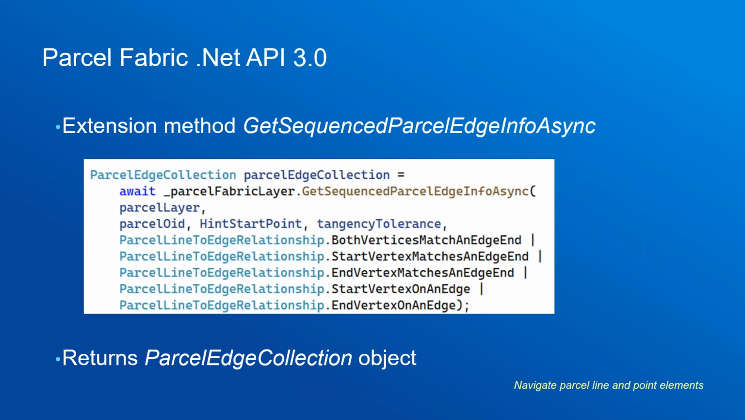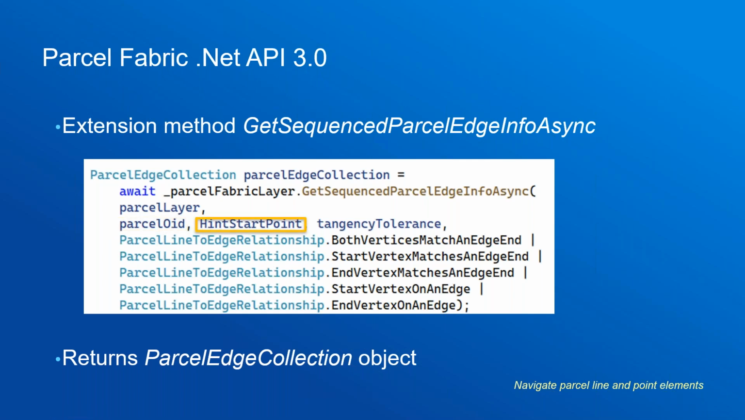So here's a look at the code. We have this new method called the getSequencedParcelEdgeInfoAsync. And it returns a parcel edge collection object. You pass in the parcel layer. This parcel layer here represents the parcel polygon for the particular parcel type. Then the object ID of that parcel, and then the hint start point.